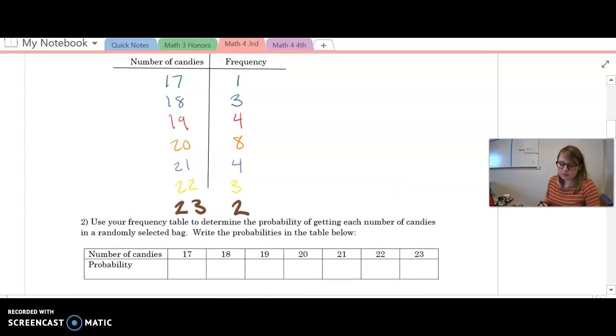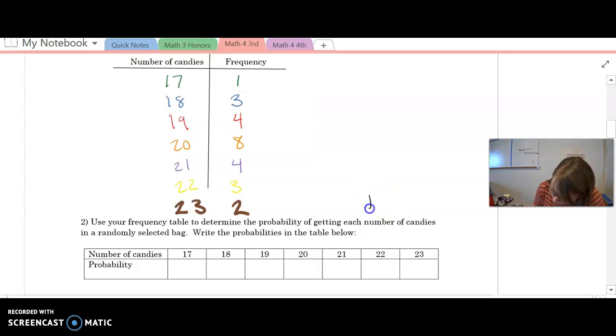Now, number 2, we're going to use this frequency table to determine the probability of getting each number of candy in a randomly selected bag. So we're going to write the probabilities. Now you're probably thinking, okay, well how do we find the probabilities? Well, it's like I put my hand into a bag and I just randomly pulled out a bag of candies. I have a chance of the frequency out of the total. So that's how I'm going to find the probability.